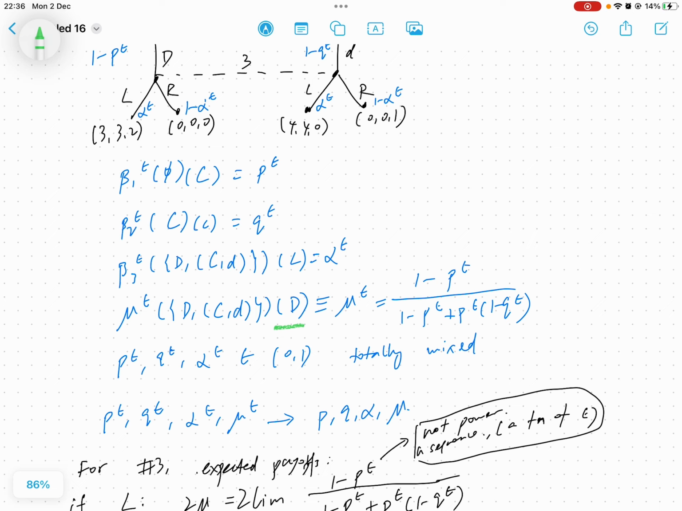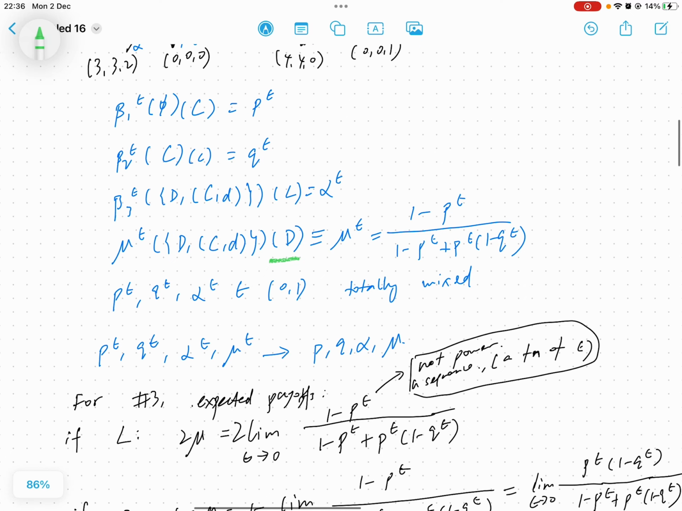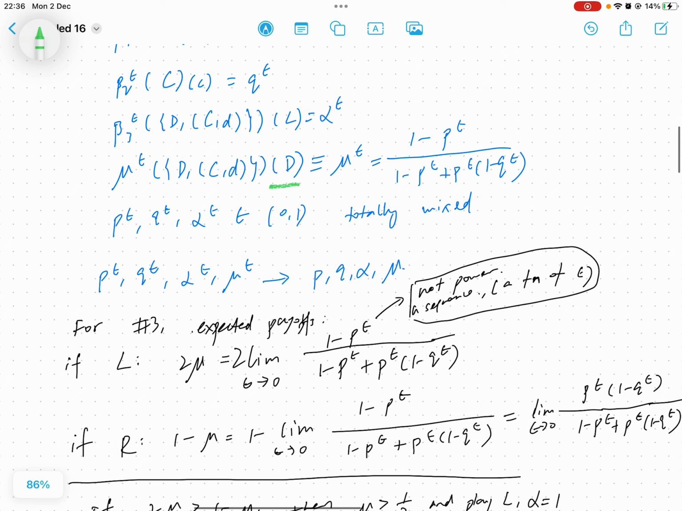So here we have all those probabilities in the open interval between 0 and 1, which means that those are totally mixed behavioral strategies. That would be helpful for us to construct the sequential equilibrium, since we need those to make the Bayes rule work, right? Good. And those different probabilities in the limit will converge to those notations, without the epsilons.